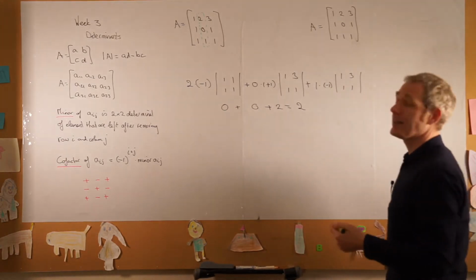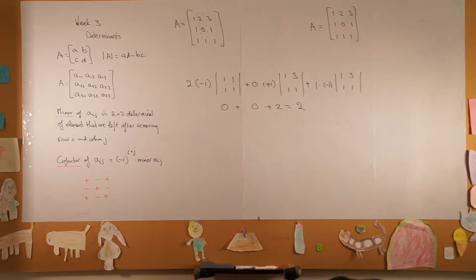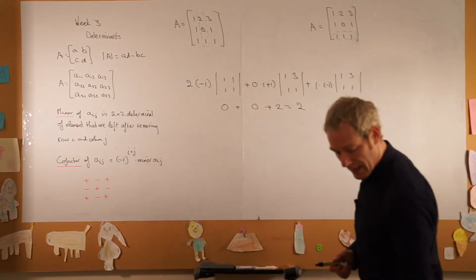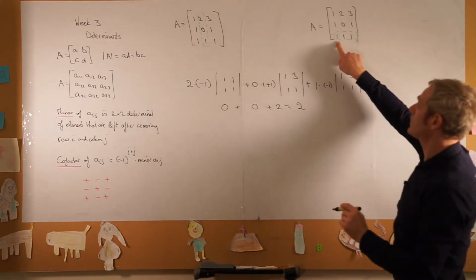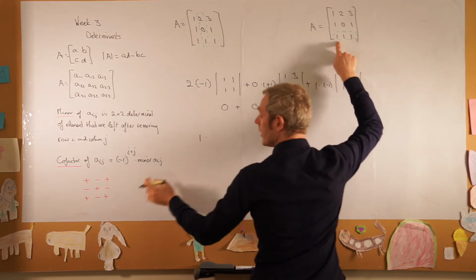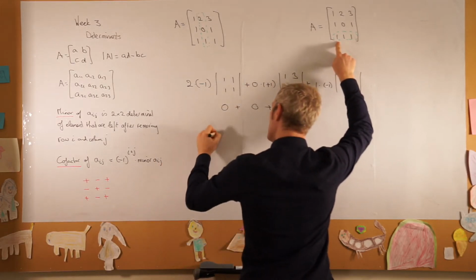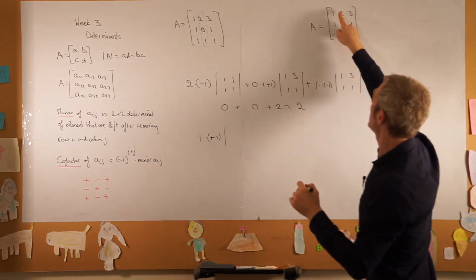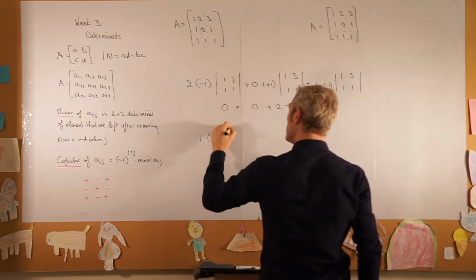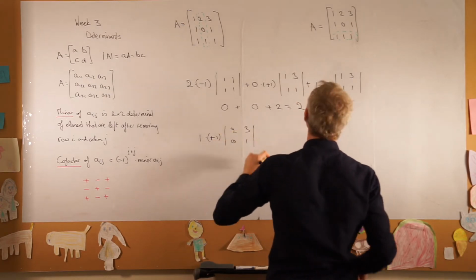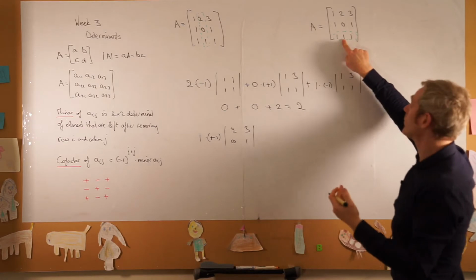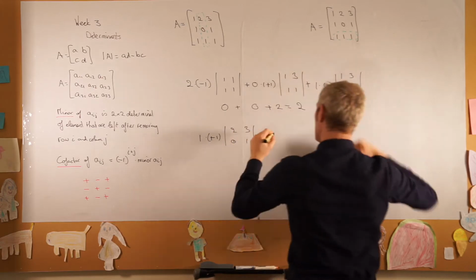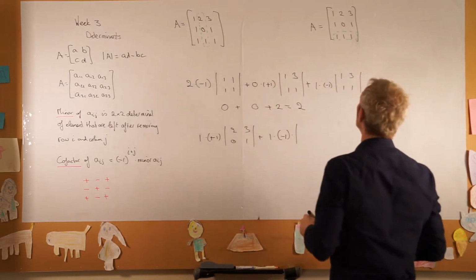Let's take a different one. Let's take the third row. So we would have the first element of the third row, 1 times plus 1 times the 2 by 2 determinant. When we remove the third row, the first column, we're left with 2, 3, 0, 1. And then we get the second element of the third row, which is also 1. And what is its sign? It is a minus sign times minus 1 times the determinant.